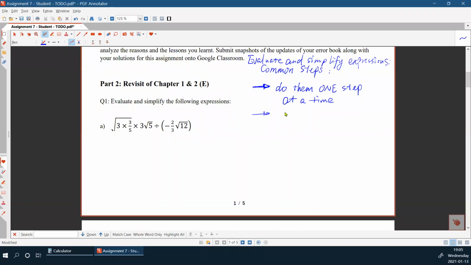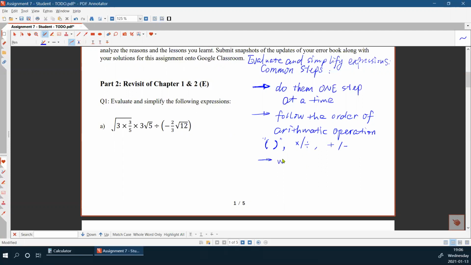Okay, next, just follow the order of arithmetic operations. That means if you have brackets, calculate anything in the brackets first, and then multiplication or division, and last addition and subtraction, right? Follow the order of arithmetic operations.